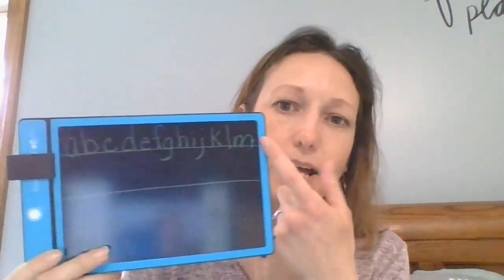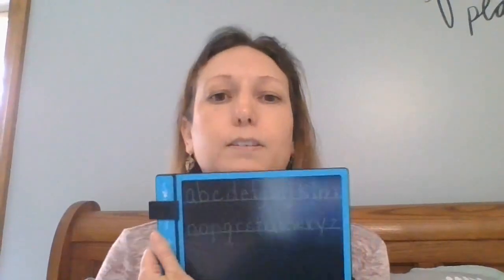So remember, when you get to M at the end of the line, you go down to the next line. There you have it. And make sure, oops, oh, I erased it. Make sure your letters that go below the lines, such as J and G, P, Q, Y, go down below the line. They're not sitting up on the line. The lowercase letters need to go down below.